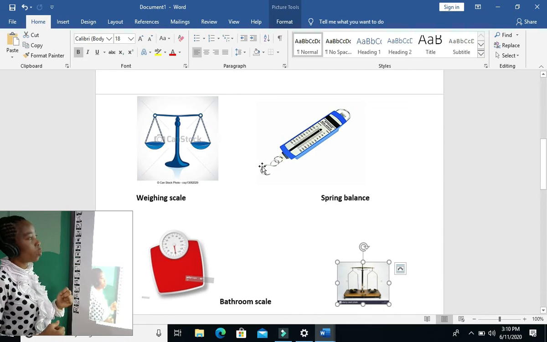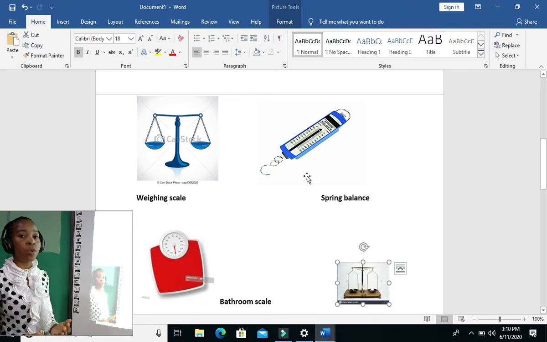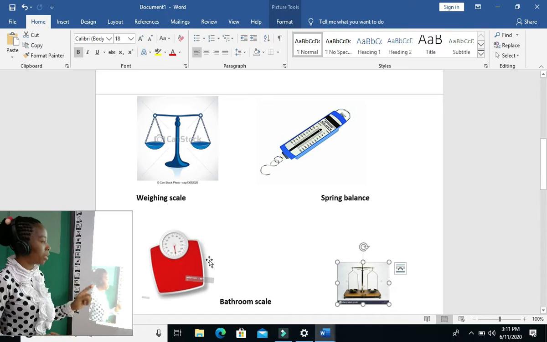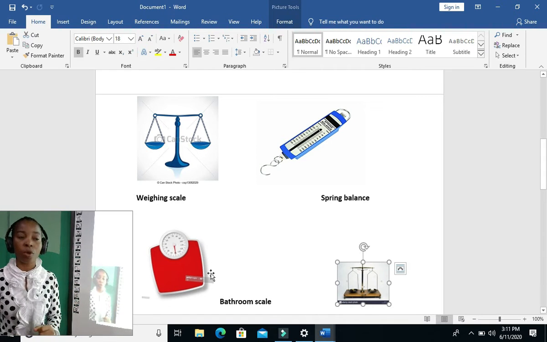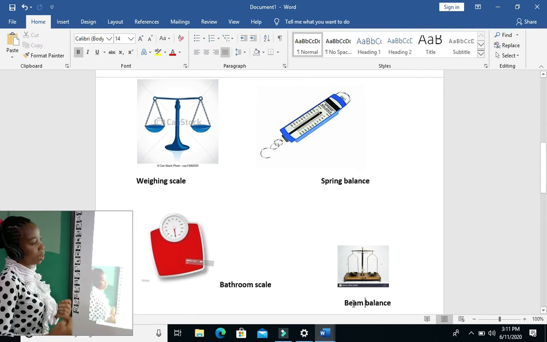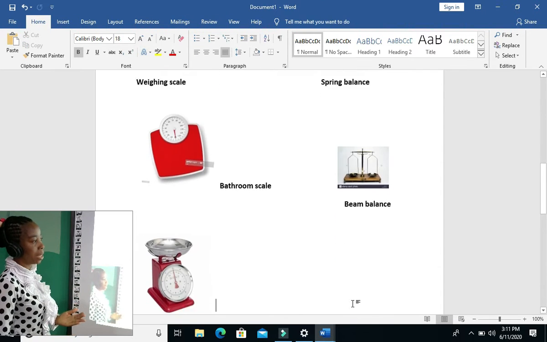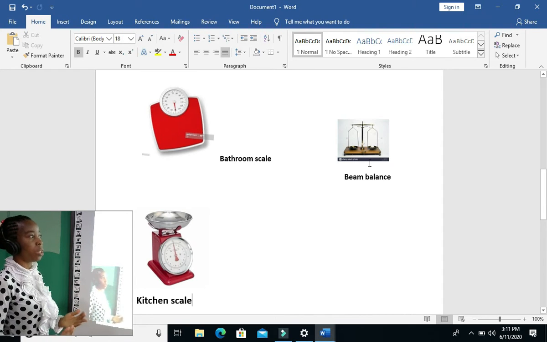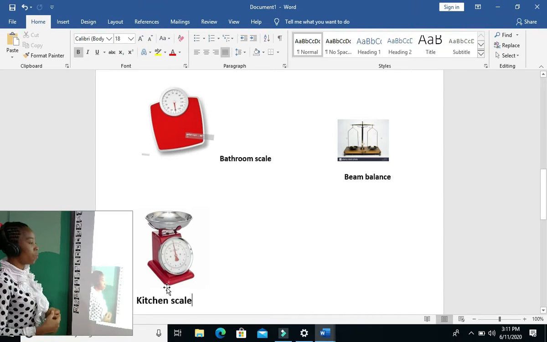We also have another one that I mentioned, it's called the spring balance. It's also used in measuring the weight of objects. You have another one, the bathroom scale, which we have in school, and once you come back, we check your weight. We also have the beam balance for weighing chemicals, mostly used in the laboratories to measure chemicals. We have the kitchen scale.